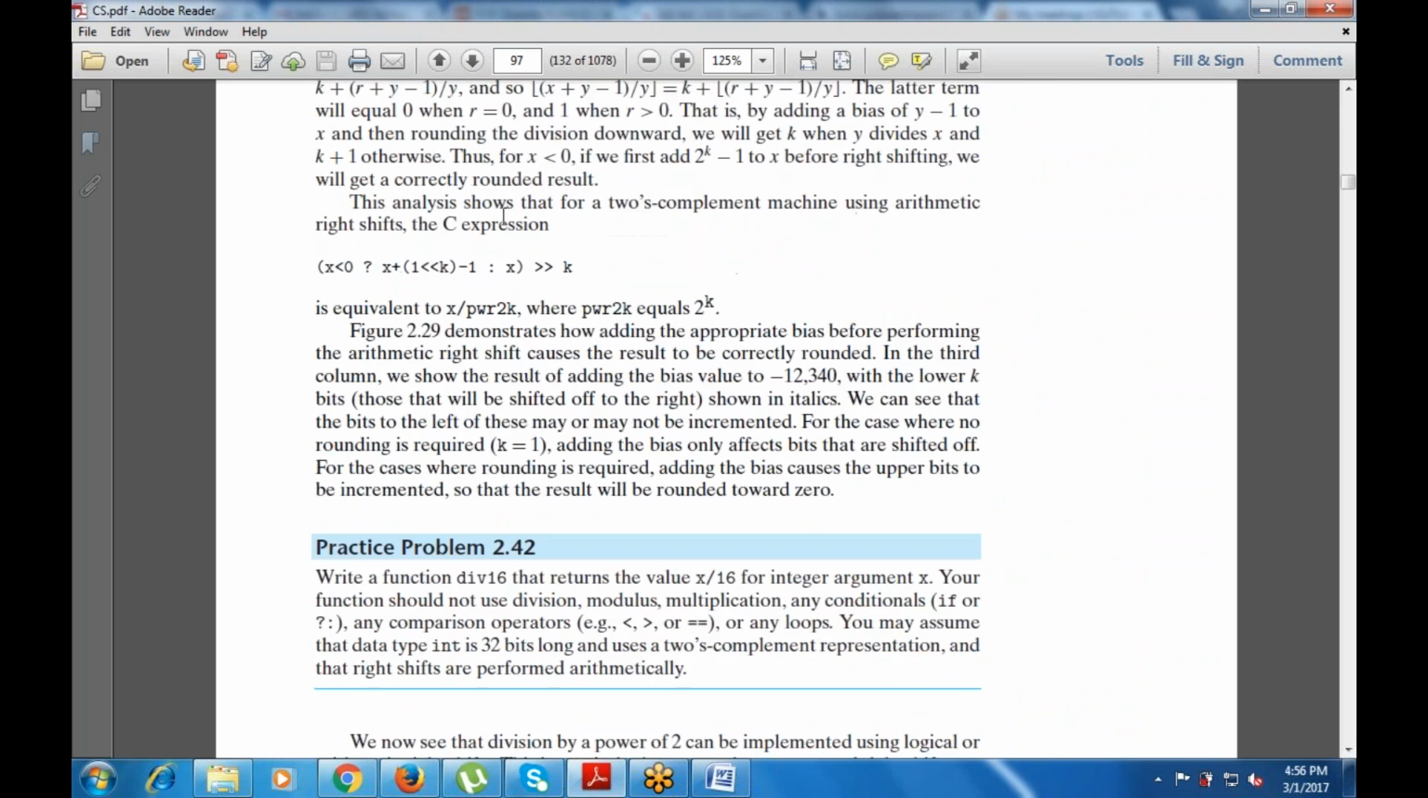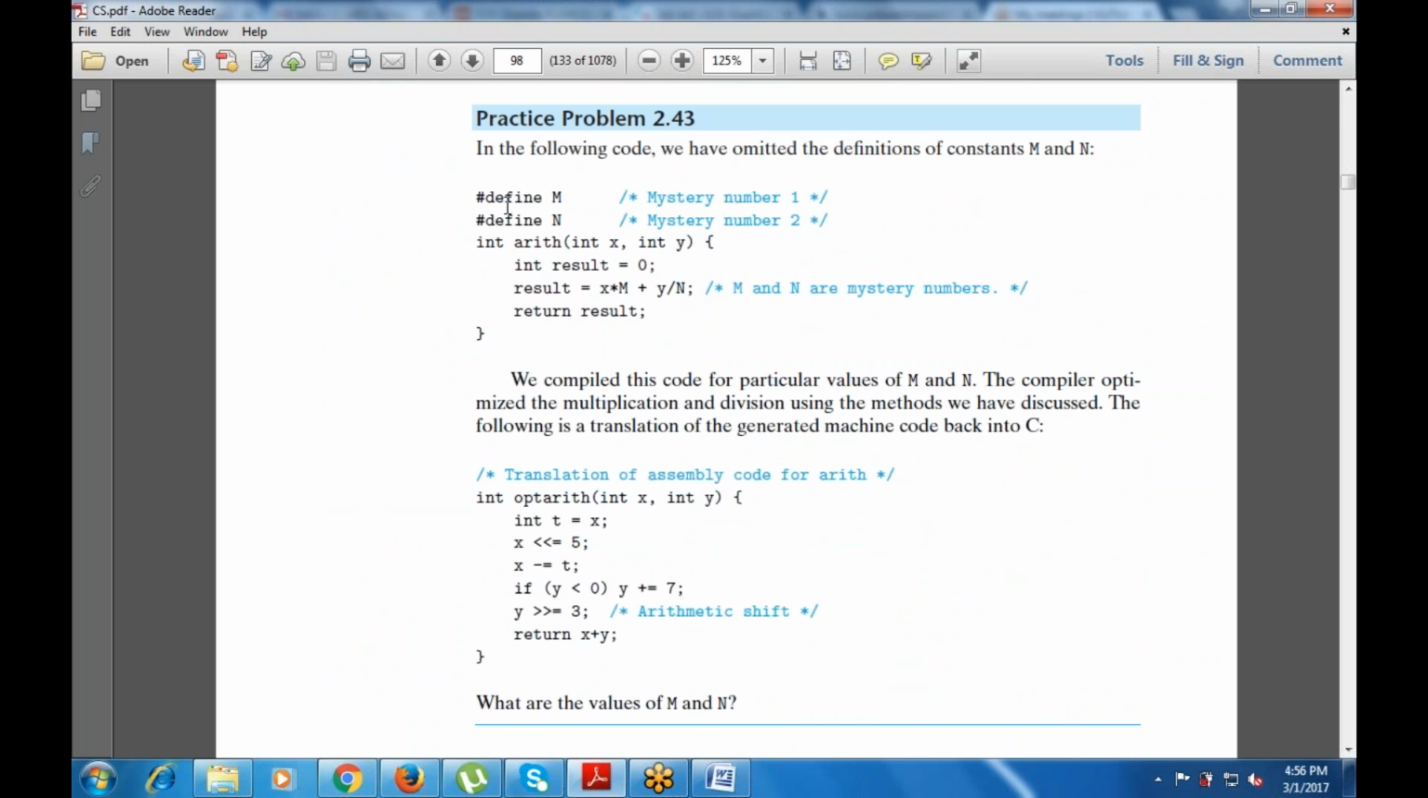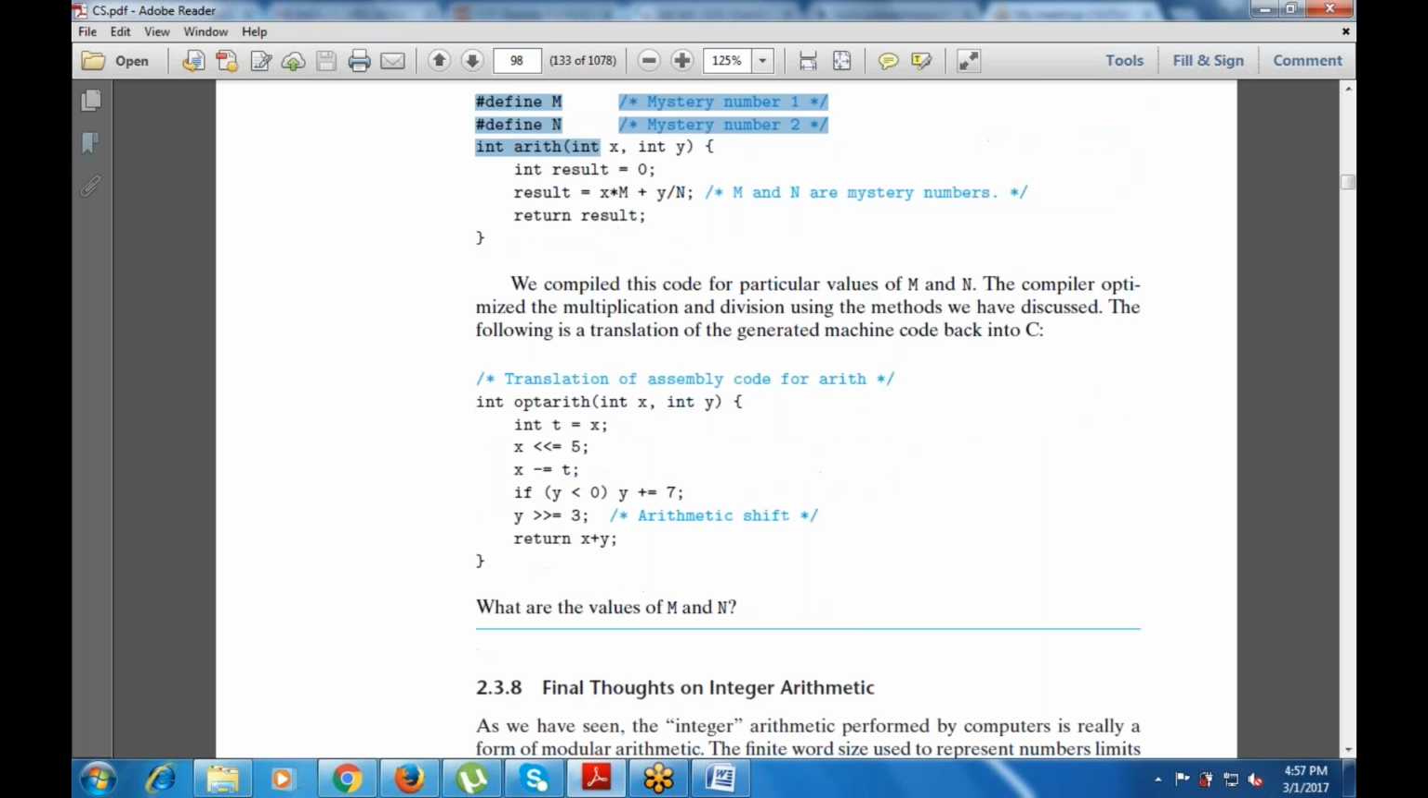Then next is how to apply the right shift with the 2's complement addition. This is one of the examples that says #define M, #define N, int arith(int x, int y), int result = 0, then result = x * M + y * N. Then return the result. This is used with int arith(int x, int y), int t = x, x is right shifted by 5, then x -= t. If y is greater than 0, then y += 7, that is y is right shifted by 3.